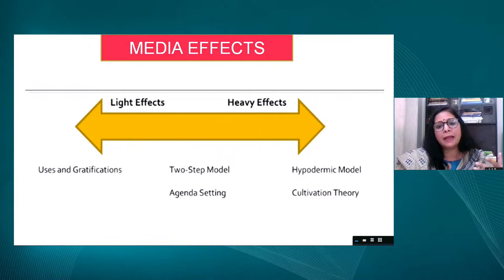So for example, any morning, if I feel that this is an important issue, where is it coming from? Maybe the previous night I might have watched news, and in that news I might have listened to that particular thing. So it decides what people should be thinking, what they should be talking about. And then, of course, you do have limited effects. He talked about uses and gratification.